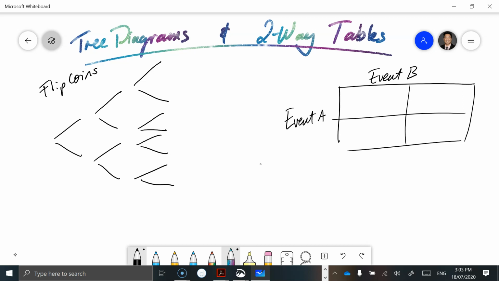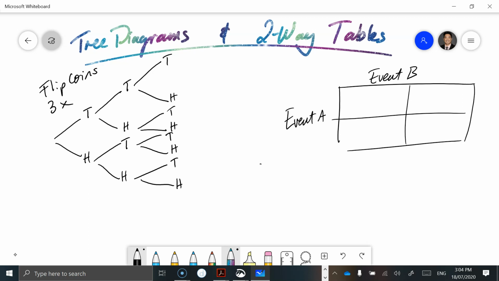So we've got a coin, and so we've got tails and heads. Okay, and then if you flip the coin again, you can have either another tail, or then you could have a head, and then you've got tail, head, tail, head, tail, head, tail, head. So this is in the circumstance that you were to flip the coin 3 times.